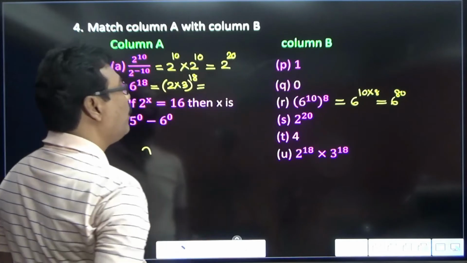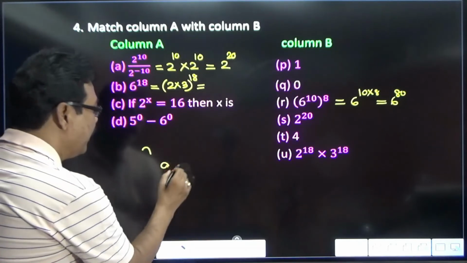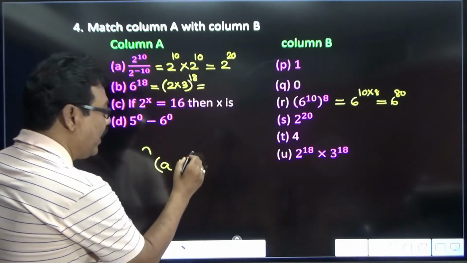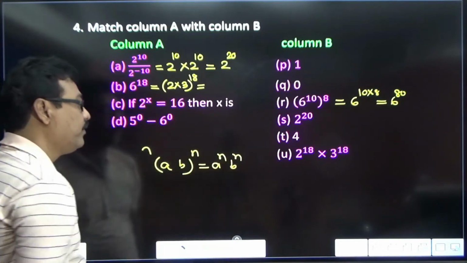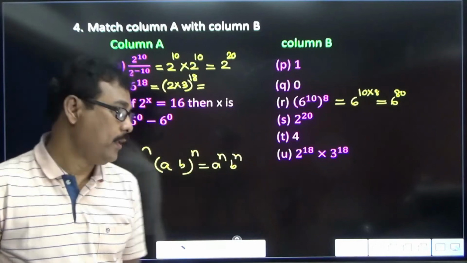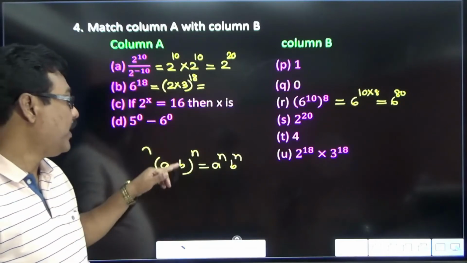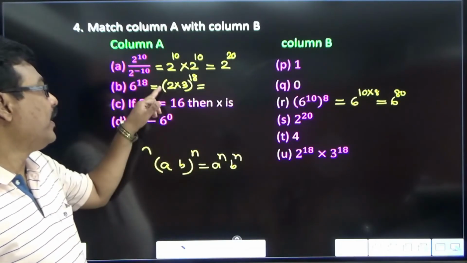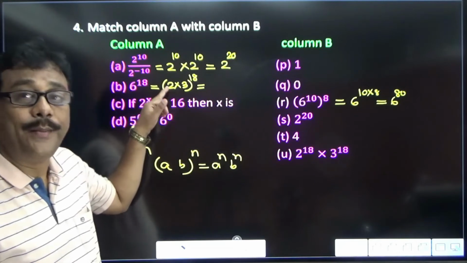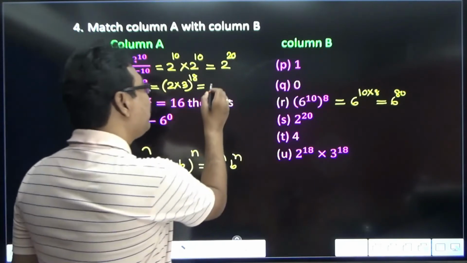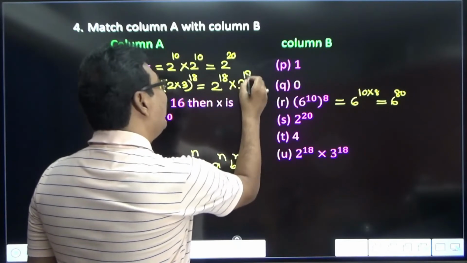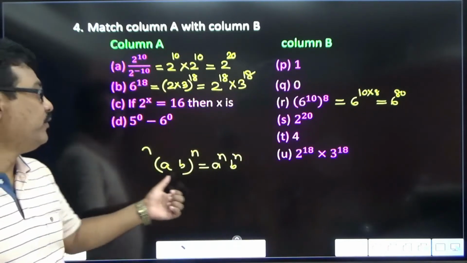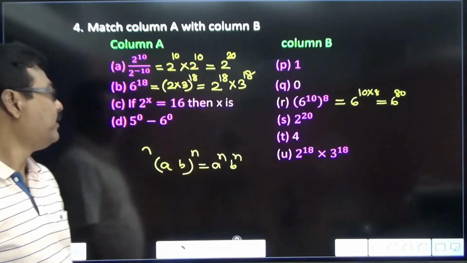Now we have the formula (ab) to the power n is equal to a to the power n into b to the power n. So that is what actually we will have to do. So what will we get? a to the power n into b to the power n. Here a is 2 and b is 3. So it can be expressed as 2 to the power 18 into 3 to the power 18. So by using this formula we have simplified it.